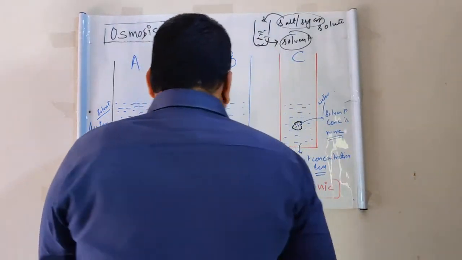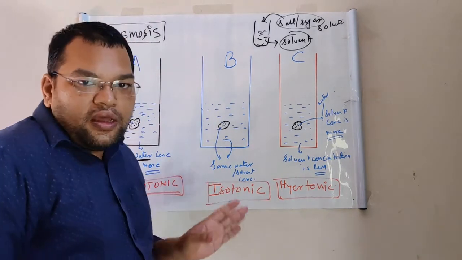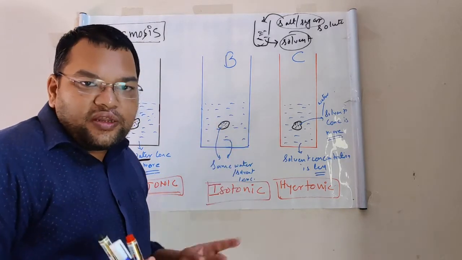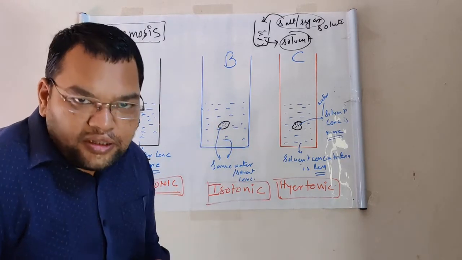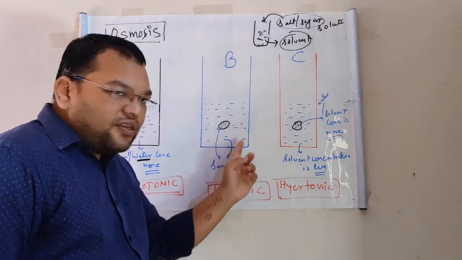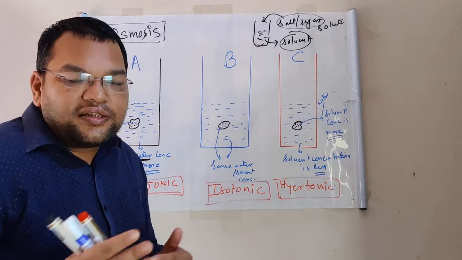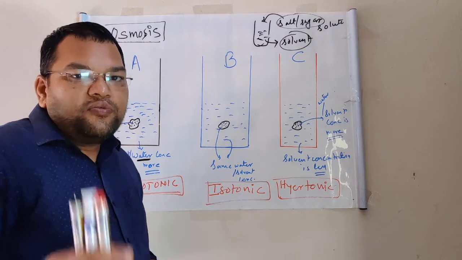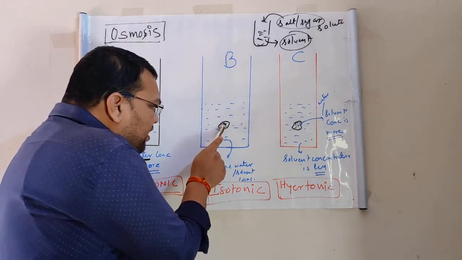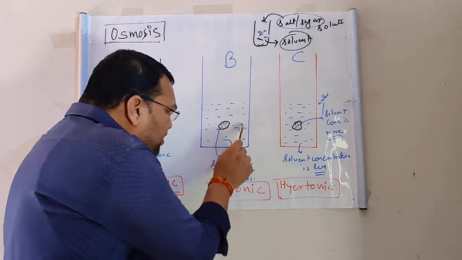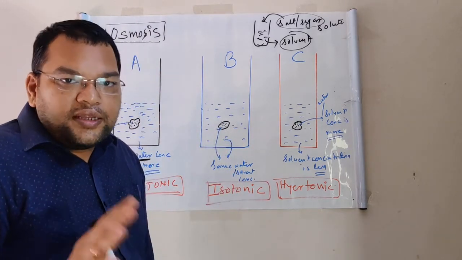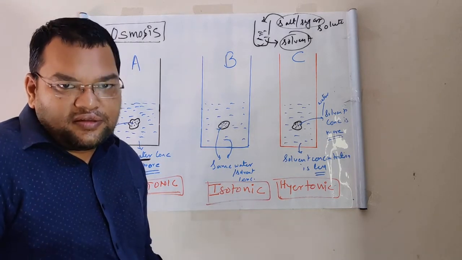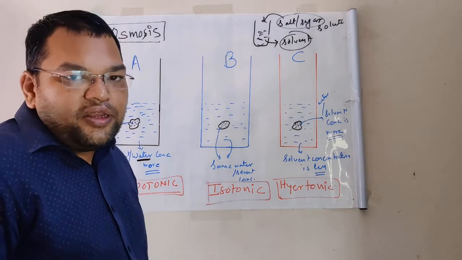Now the second case, case B. Now I put the cell in a solution where the concentration is the same. That means the concentration in the chamber outside the cell and inside the cell is the same. So there is no movement of water. Why is there no movement of water? Because the concentration inside the cell and outside the cell remains the same. The result of this is that the cell remains the same in size.